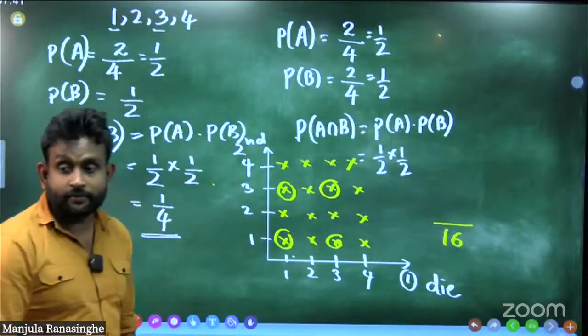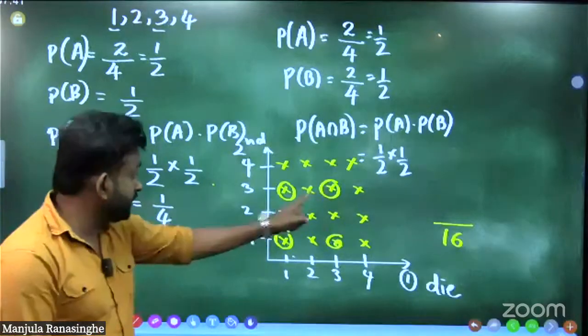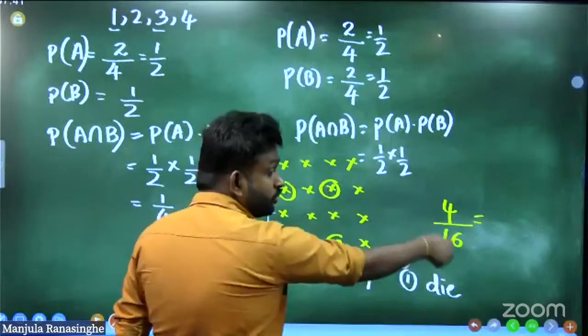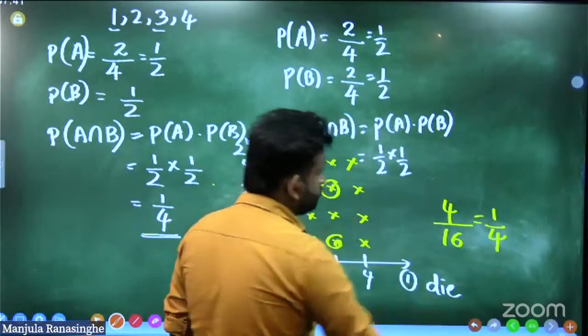Right, only those events. So how many events are there here? 4 events upon the total 16. Now simplify 4 upon 16. That also gives you 1 upon 4.